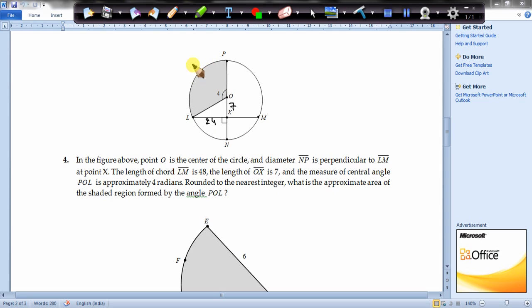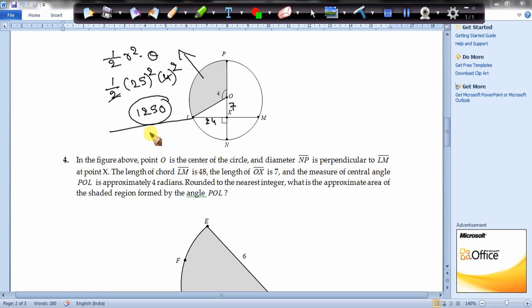Again, he is asking the area of the shaded region. So half into r square into theta. You can pause the video. Half into 25 square into theta, which is 4. So this goes 2 times, 25 square is 625. 1250 should be the answer. Don't try to see the solution. Try to solve. If you can't get it, then only see the solution.